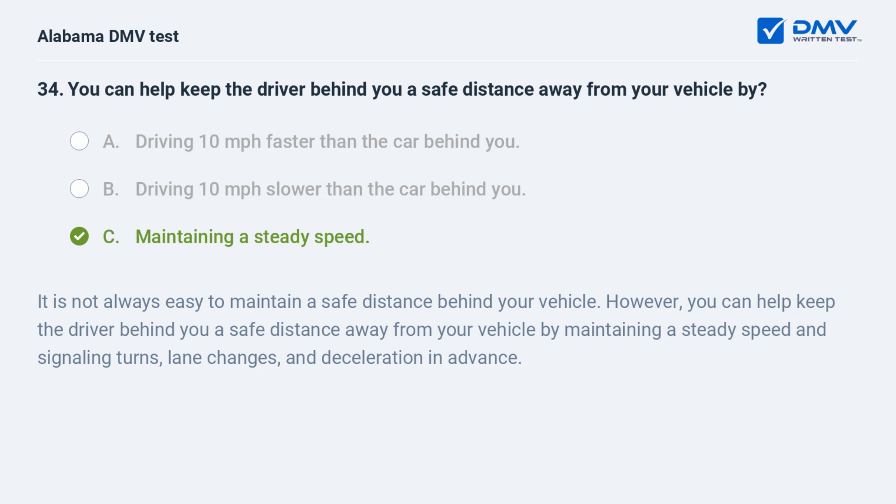It is not always easy to maintain a safe distance behind your vehicle. However, you can help keep the driver behind you a safe distance away from your vehicle by maintaining a steady speed and signaling turns, lane changes, and deceleration in advance.